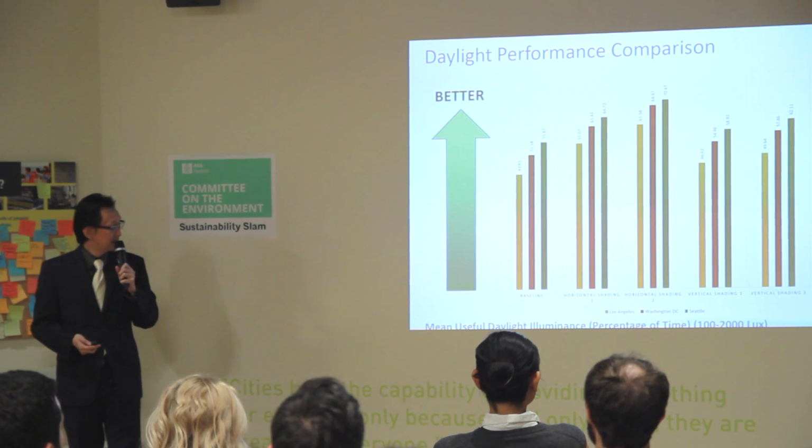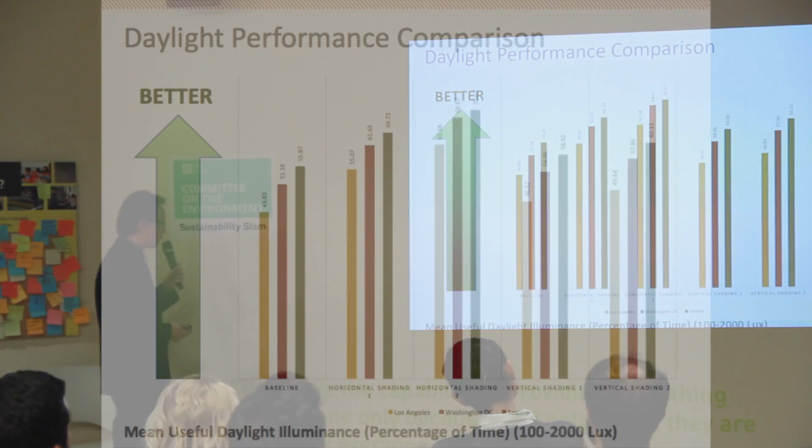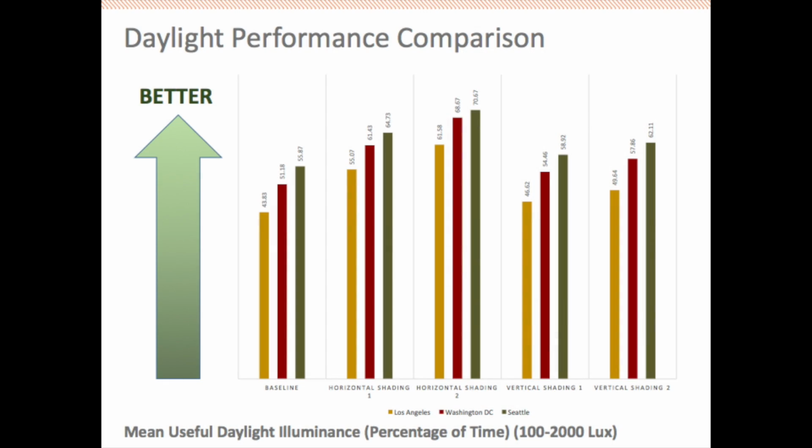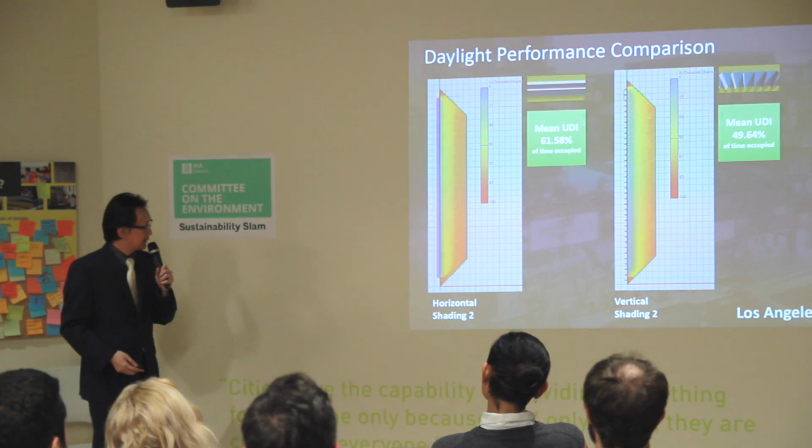So this is the result of the study, with the baseline without a shading device. And you can see the performance of the horizontal shading device is actually better than the vertical shading device here. Although the vertical shading device is still better than the baseline, you can see the comparison. The color on each bar shows a different city. The yellow is Los Angeles, then Washington DC, and Seattle. So this is an example of the result.